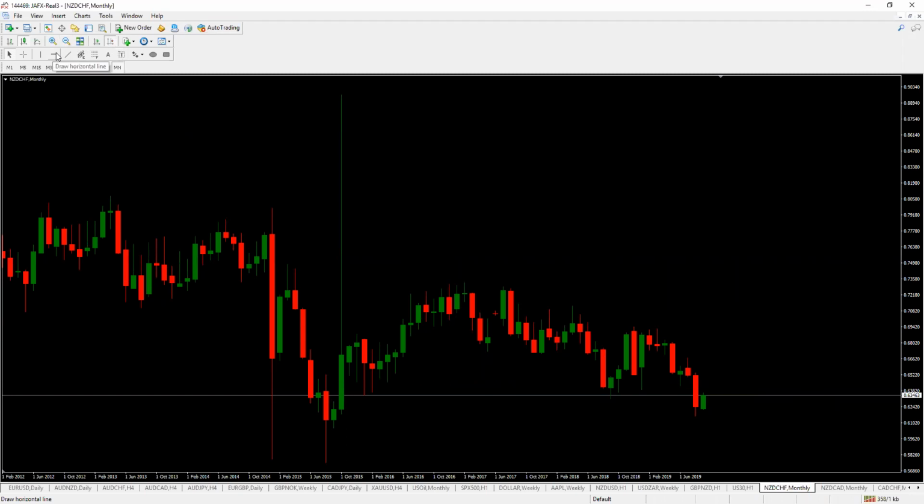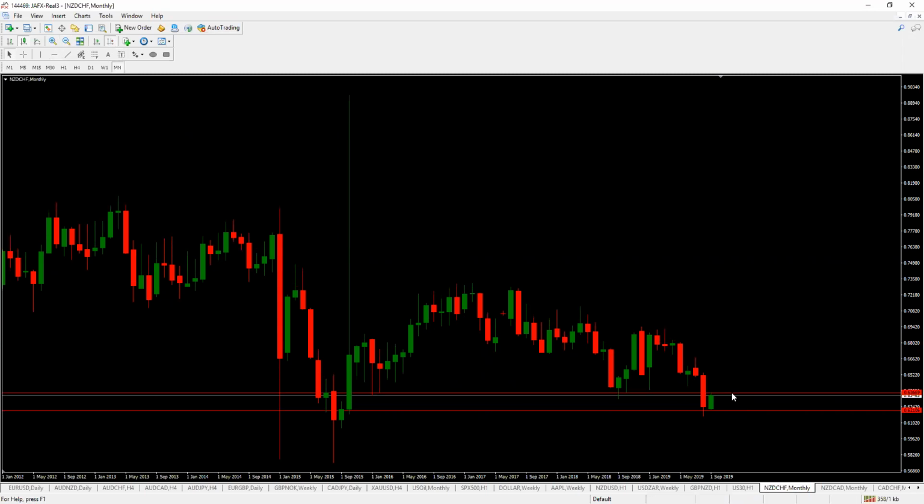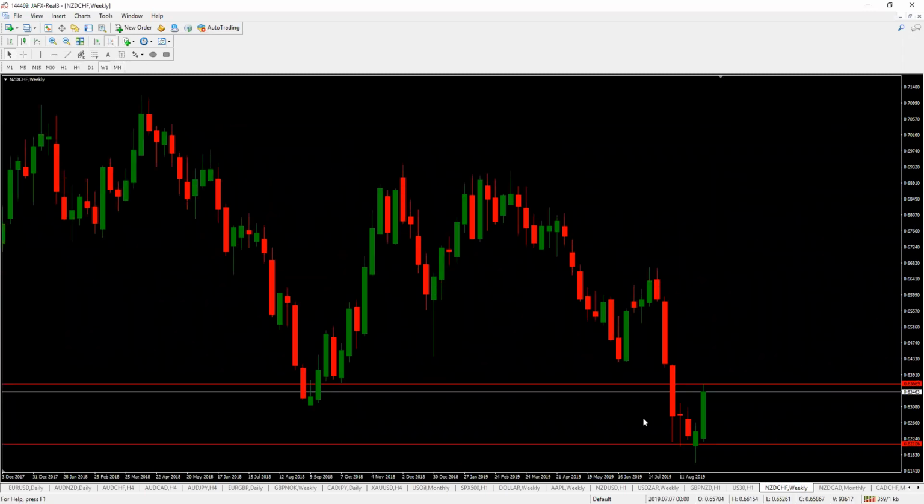What I'm seeing already, just off my eyeball, is we caught support, right? We found support. What do we do off support? We buy off of support. What do we do on resistance? We sell. So we found support, right? Let's see what the weekly looks like.